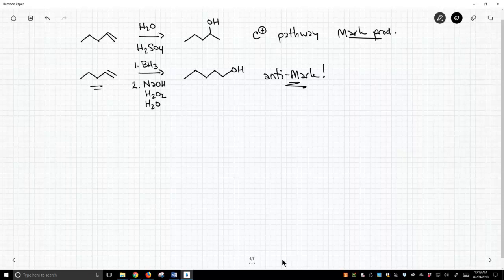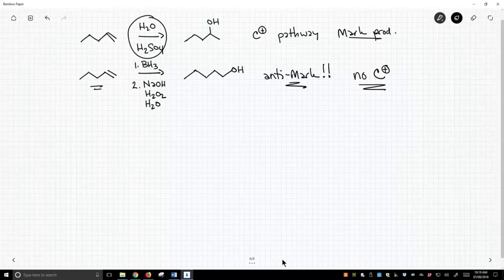And I'll put exclamation points because that's kind of interesting. We get the opposite regioisomer than what we did with the simple acid and water chemistry. Because it's anti-Markovnikov, that gives us a clue to how this reaction occurs. There is no carbocation in this reaction. If there were carbocations, we'd see the Markovnikov product. So this gives us a hint that there's something else going on.